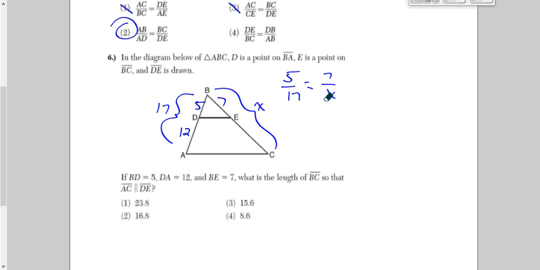I'm still in the process. In the process, all right then. 17 times 7 equals 119 divided by 5 is 23.8. Are we good with that? Yep. All right, and maybe there's another way to do it.